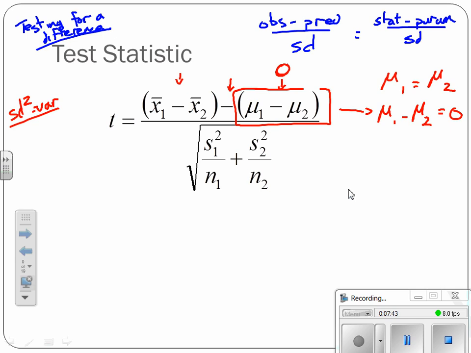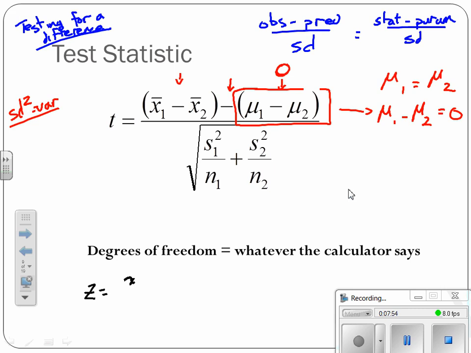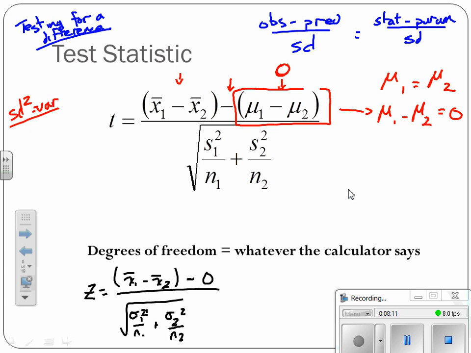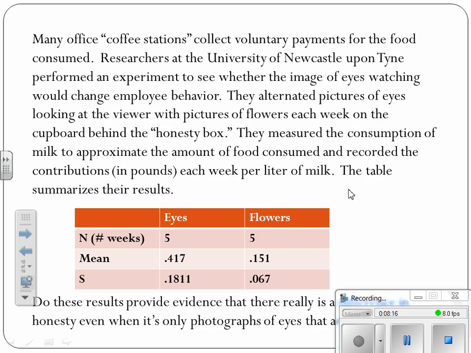Now, if it's a t-test, the degrees of freedom here are kind of hard to calculate. We're going to let the calculator take care of it for us. Should you be doing a two-sample z-test, it's much of the same: x bar 1 minus x bar 2, and then minus 0. Your standard deviation would just be sigma 1 squared over n1 plus sigma 2 squared over n2. So the only difference for a z-test is sigmas instead of s's. Let's do one quick example.